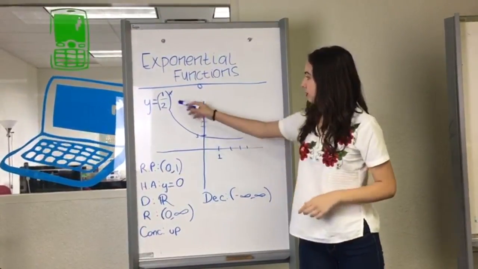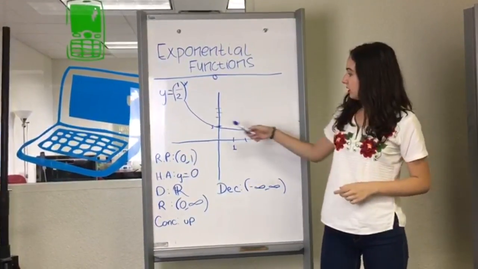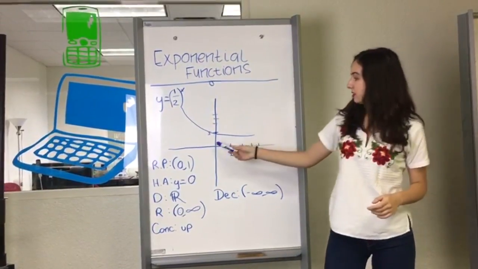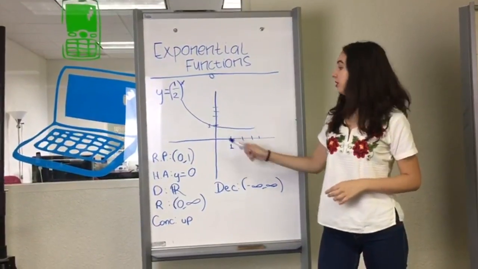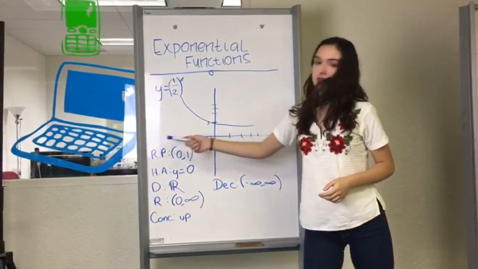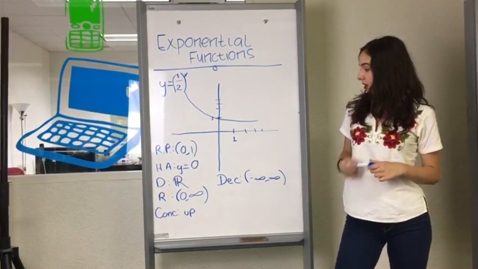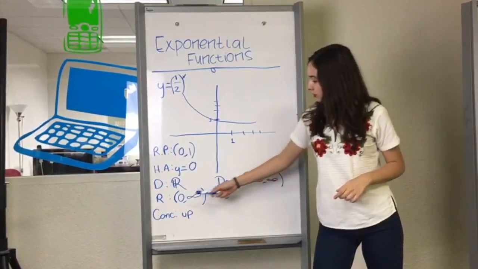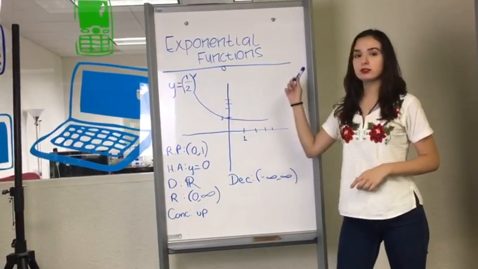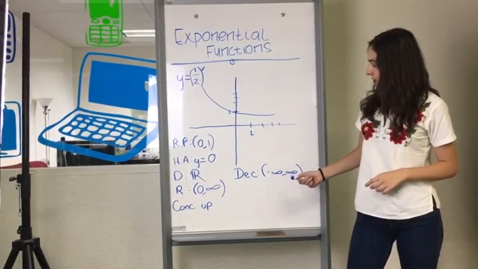The other way to express an exponential function is (1/2) to the x power. The reference point in this graph, which goes this way, is the same as the last one, 2 to the x power: (0, 1). This is the reference point. The horizontal asymptote, again, is y equals 0. The domain includes all real numbers. The range equals 0 to positive infinity, concavity upwards, and it decreases from negative infinity to positive infinity.